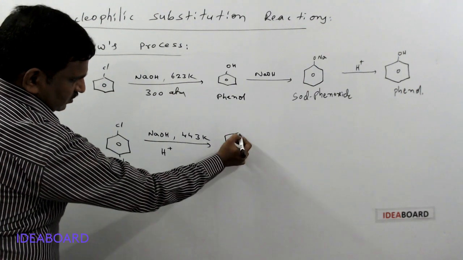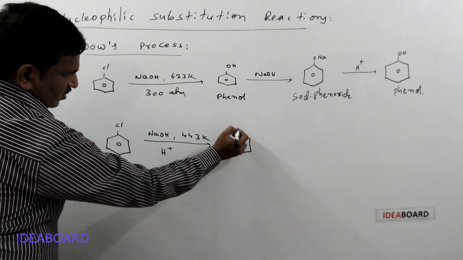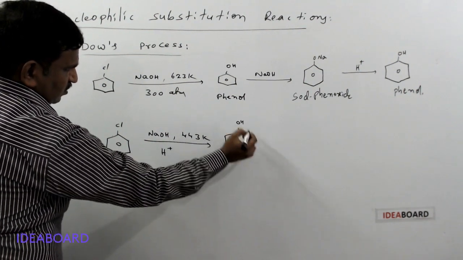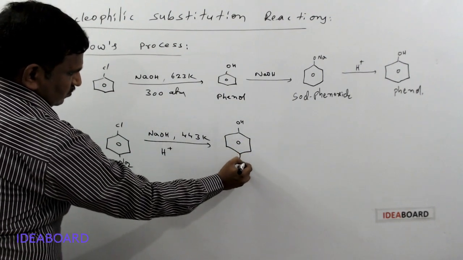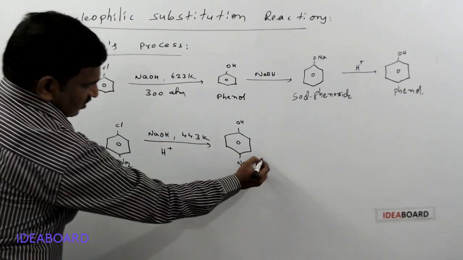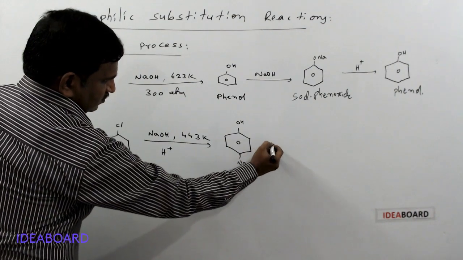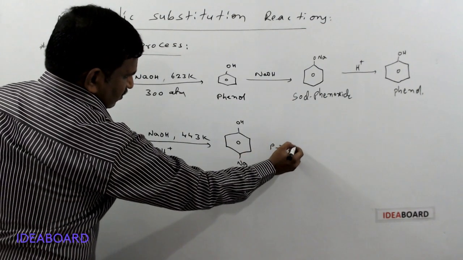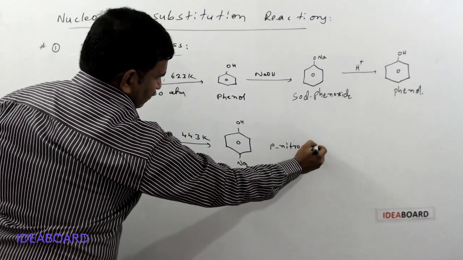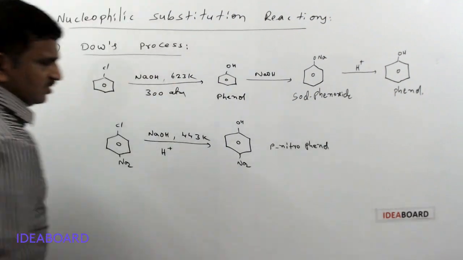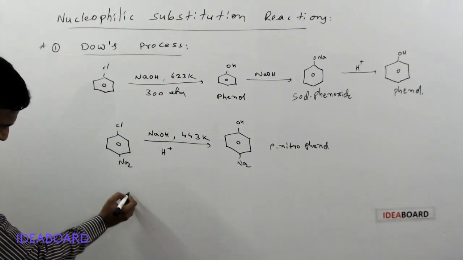So what is the product? Here we are getting OH and here NO2. This is called paranitrophenol. Paranitrophenol is formed. Okay, next.